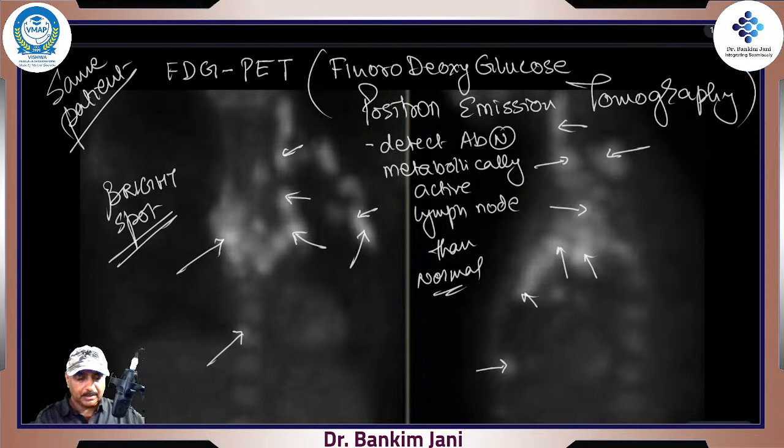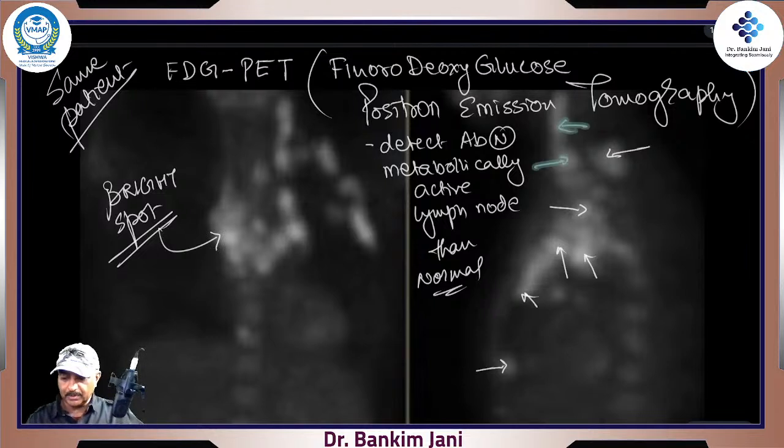See here, even here, right? In this area the whole area is bright. Now I'll remove these arrows so that you can just figure out, yes, these are the bright spots. So can we say that these bright spots are metabolically active than normal? This is nothing but definitely lymphoma, right? Because this is active.